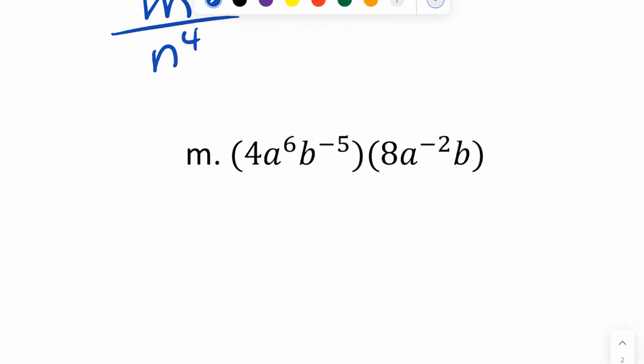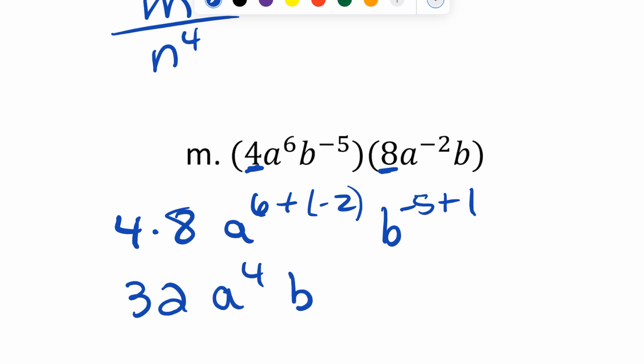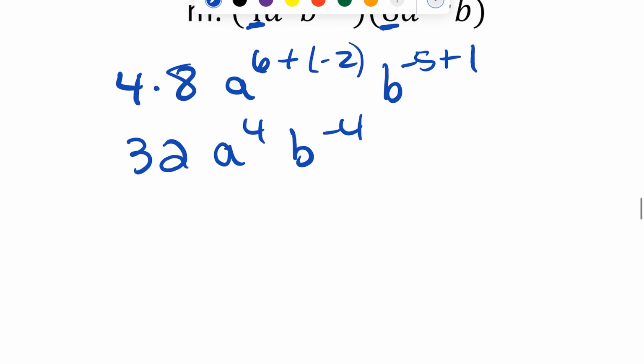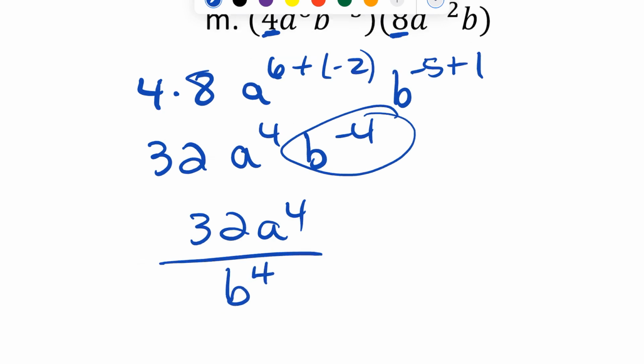Here, I have 4 and 8 as my coefficients. I have a to the 6th plus negative 2. I have b to the negative 5 plus 1. That'll get me 32, a to the 4th, b to the negative 4, and we can't have negative exponents, so this is going to move. So 32, a to the 4th over b to the 4th.